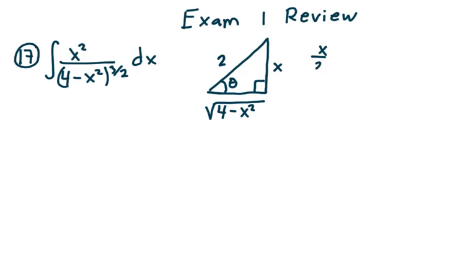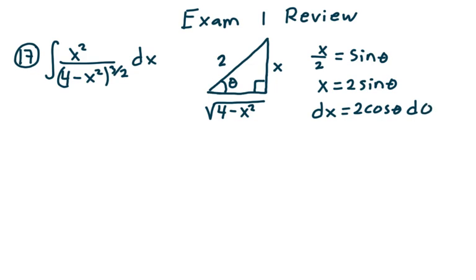So x over 2, opposite over hypotenuse, is sine theta. x is 2 sine of theta. dx is 2 cosine theta d theta. So everything is straight substitution. So if I take the square root of 4 minus x squared, this is equal to 2 cosine theta.